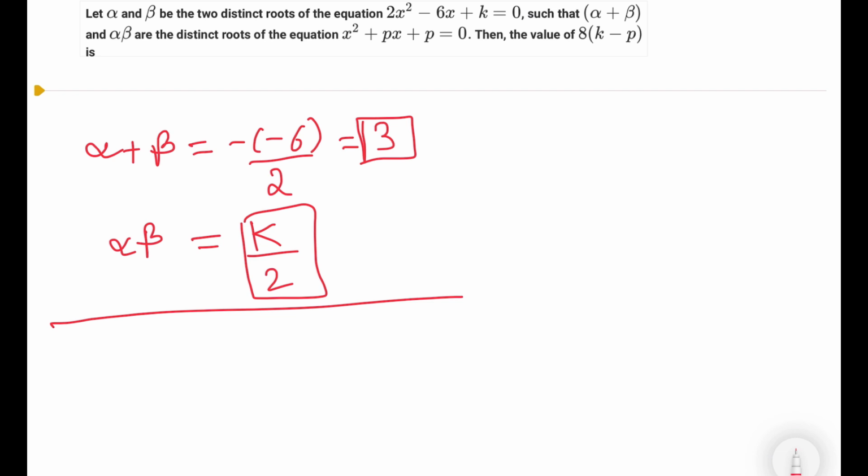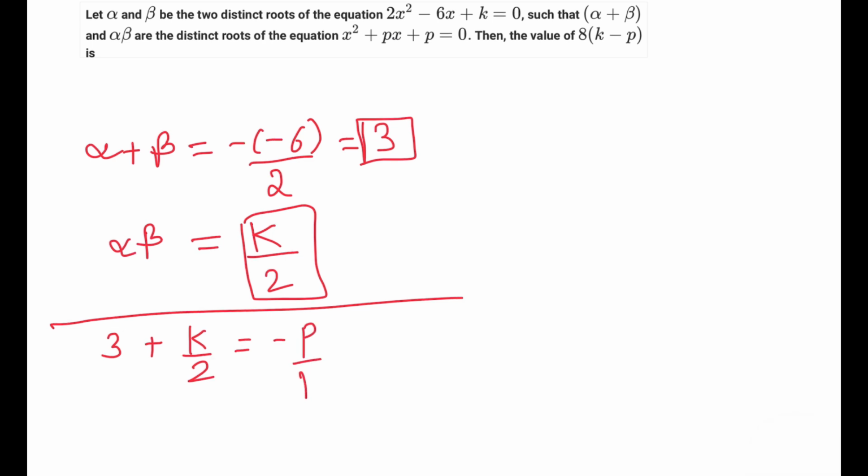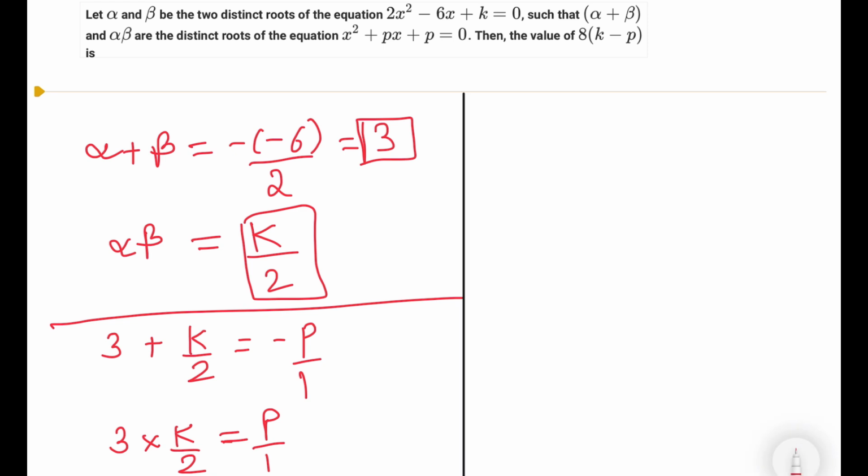Now for the second quadratic equation x square plus px plus p, the sum of the roots would be minus the coefficient of x upon the coefficient of x square, right? So the sum of the roots, 3 plus k by 2, would be equal to minus p upon 1. Similarly, the product of the roots would simply be equal to c by a. So 3 into k by 2, the product of these two roots, is the constant term upon the coefficient of x square. Alright, so that's all the equations we have.